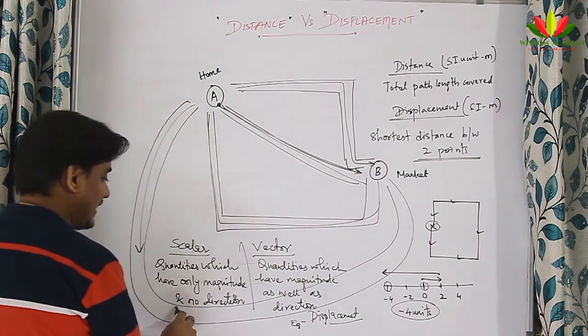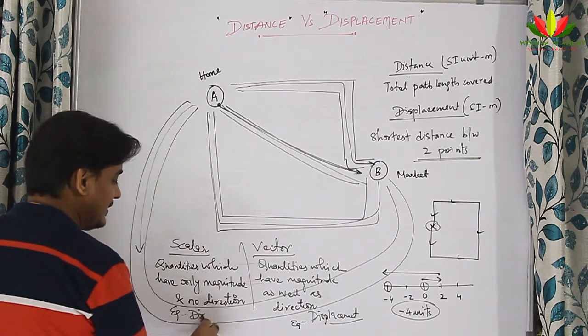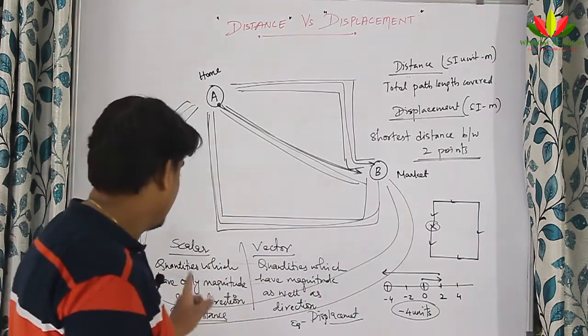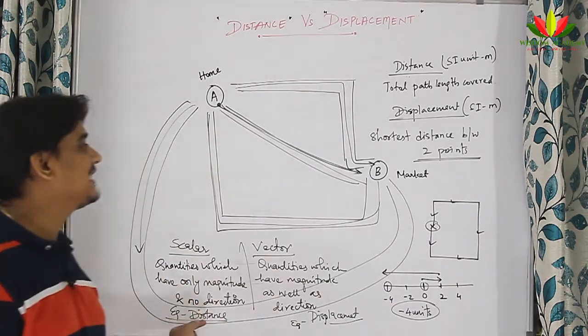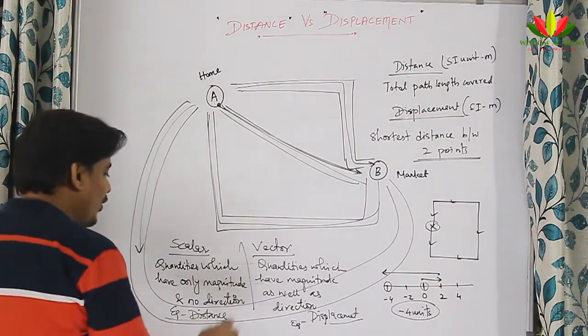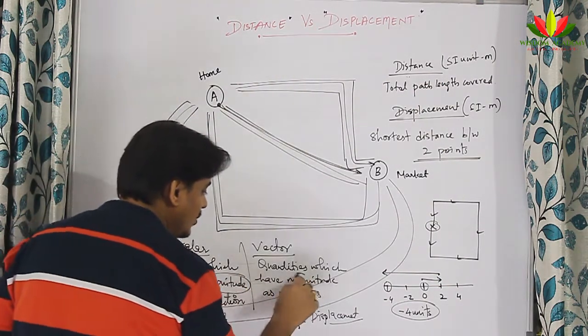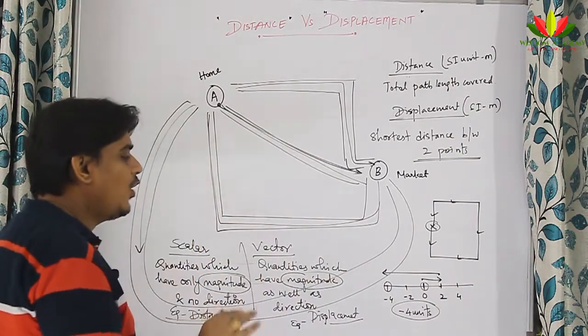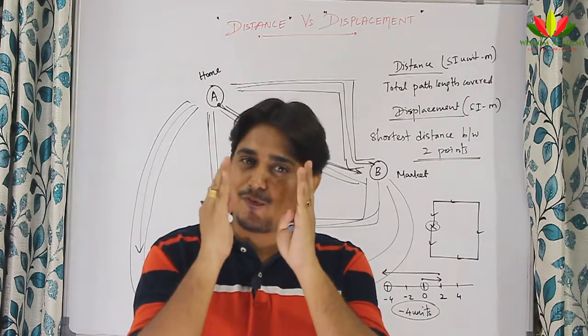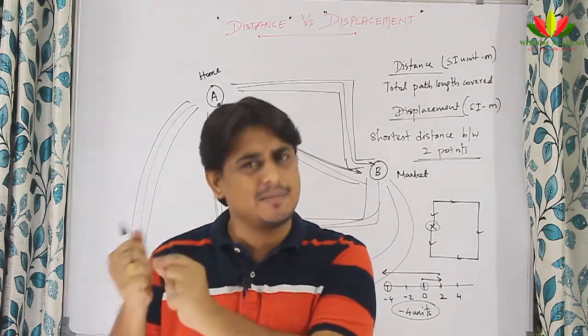Whereas an example for scalar will be distance, because here there is no fixed direction, there is only magnitude. The students who are wondering what is the meaning of this word magnitude, it is nothing but how much quantity it is. If I am saying 40 centimeter, then that 40 is its magnitude, centimeter is the unit.